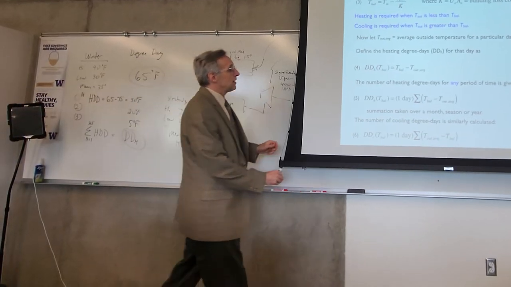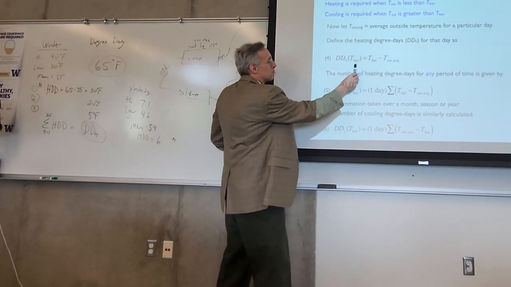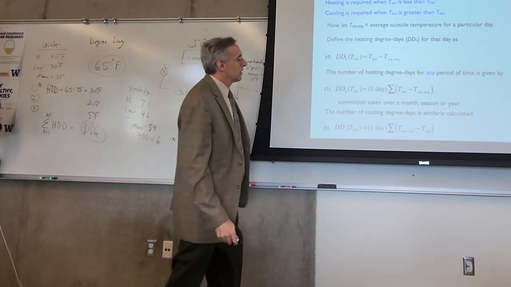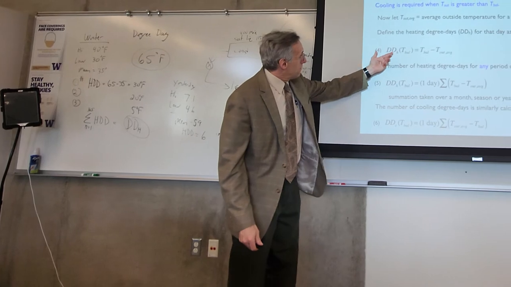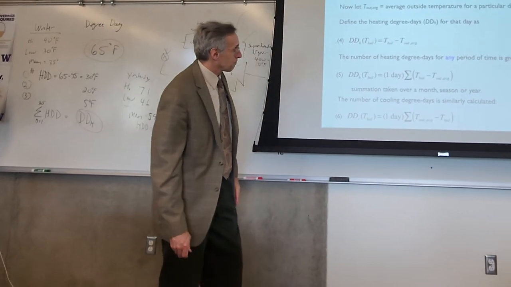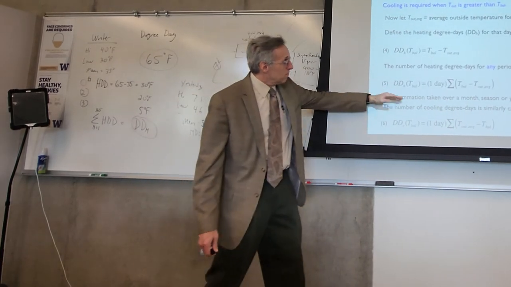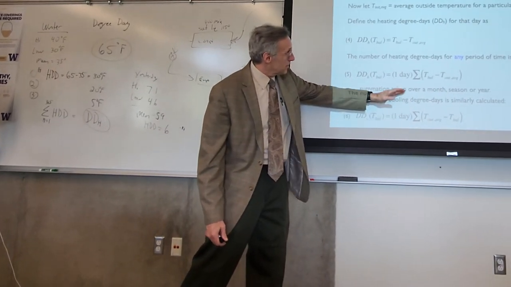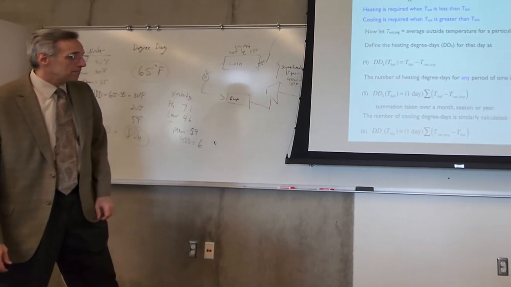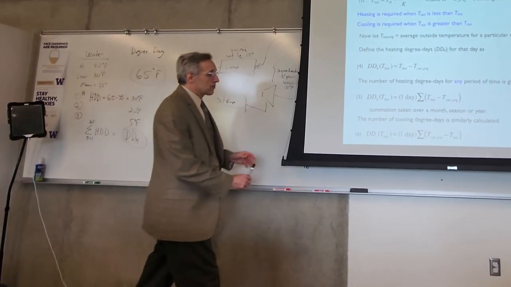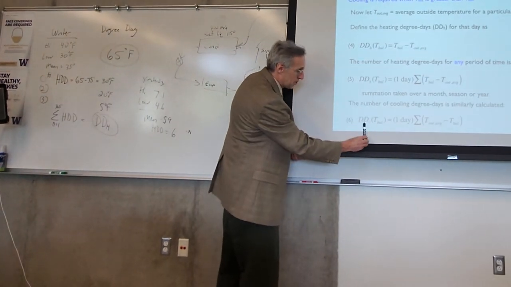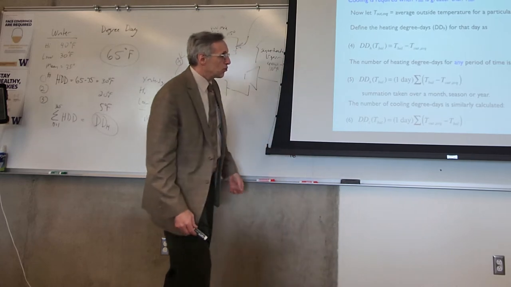And then we define the heating degree days as the difference between that average outdoor temperature and the balance point temperature. And we sum those differences up for a period of time, over a day. You can do this over a month, season, or a year, as is done in the weather reporting almanac data, and that gives us a degree day for heating, and then a similar concept applies for cooling.